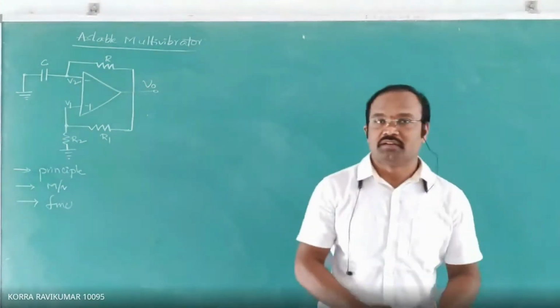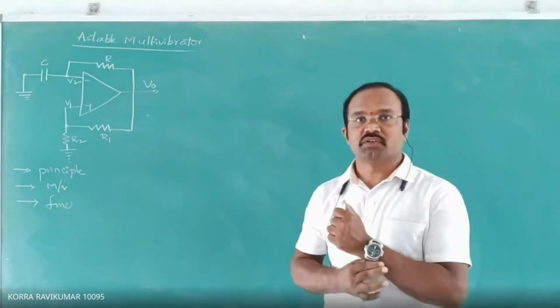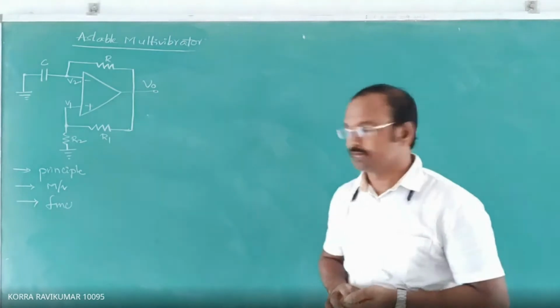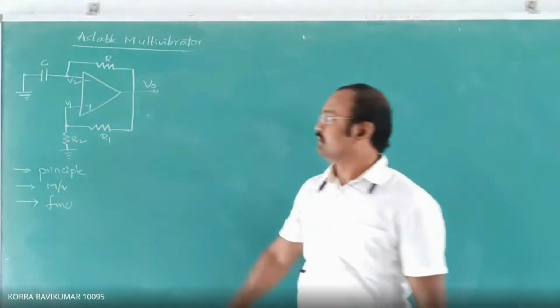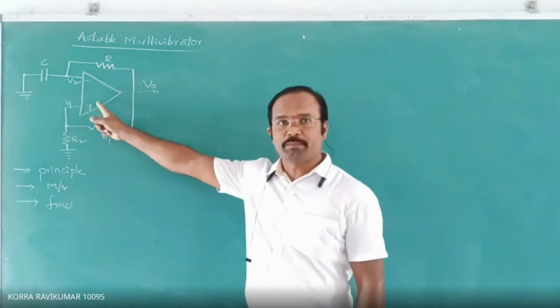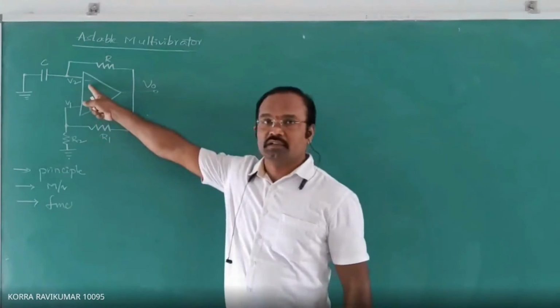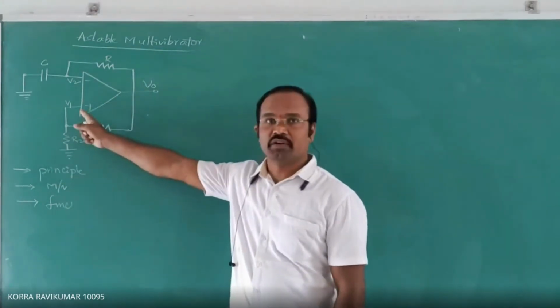Good morning, all. In today's class, we are going to learn the topic called astable multivibrator. This is the circuit diagram of the astable multivibrator. It is a 741 op amp. It has two input terminals. The negative terminal is the inverting terminal, and the positive terminal is the non-inverting terminal.